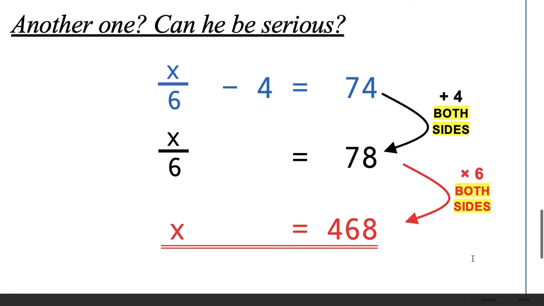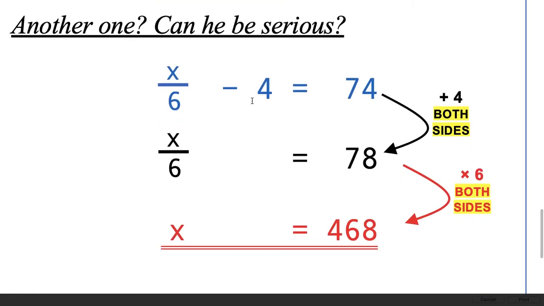Moving on. x over 6 minus 4 equals 74. Add 4 to both sides to get the bit with x on its own. So x over 6 equals 78. I don't want to know what x over 6 is. I want to know what a whole big fat hairy x is. So I multiply everything by 6 to get a whole big fat hairy x, and do the same on the other side. 78 times 6 is 468. So multiplying both sides by 6, x equals 468.